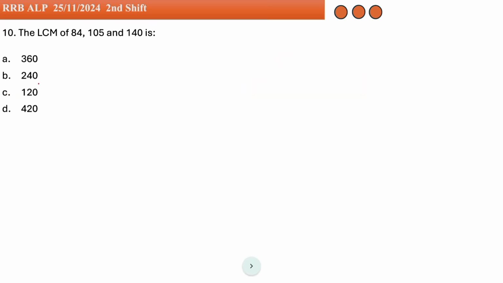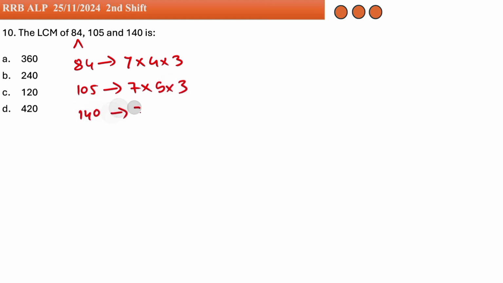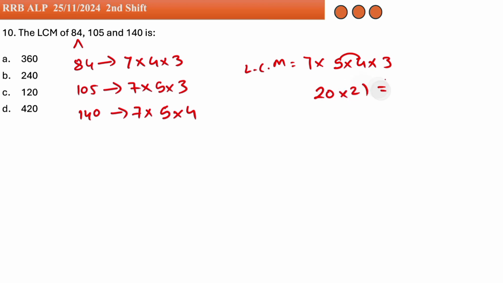Next question. The LCM of 84, 105 and 140 is? See here for LCM, 84 can be written as 7 into 12. 12 is 4 into 3. And 105 can be written as 7 into 15. 15 means 5 into 3. 140 is 7 into 20. 20 means 5 fours are 20. So from here LCM is 7 into 5 into 4 into 3. 5 fours are 20, 7 threes are 21. 21 into 20 is 420. So our answer is option D.